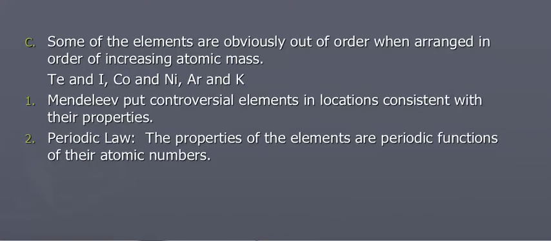When you look at the periodic table, some elements are obviously out of order. When we look at atomic mass, Te and I, for example, are out of order by atomic mass, but we arrange elements by atomic number, the number of protons, and by this group of repeating properties. So periodic law says the properties of elements are periodic functions of their atomic numbers.